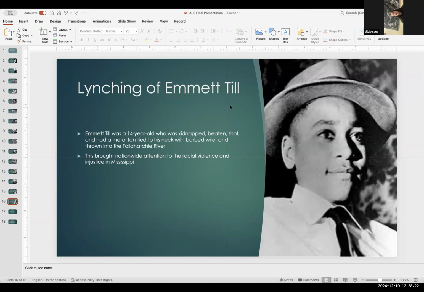Because of this situation, it brought nationwide attention to the racial violence and injustice in Mississippi. Because of this situation, it caused other young kids of color to be frightened that this would happen to them, and causing them to join the civil rights movement and help prevent this from happening to them.